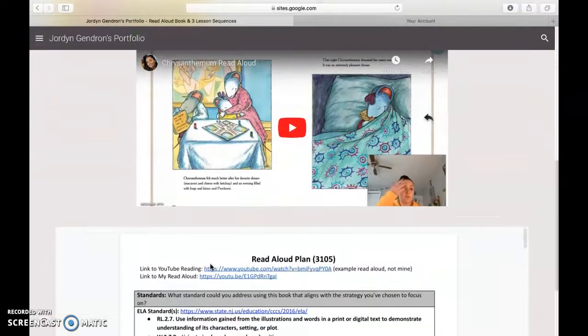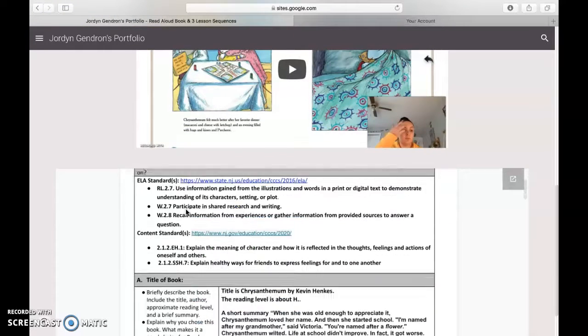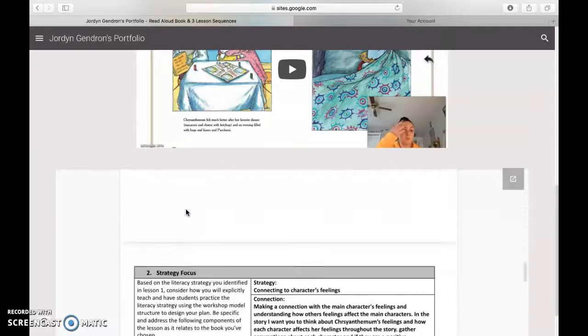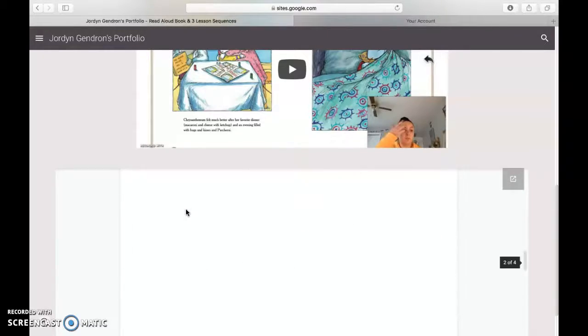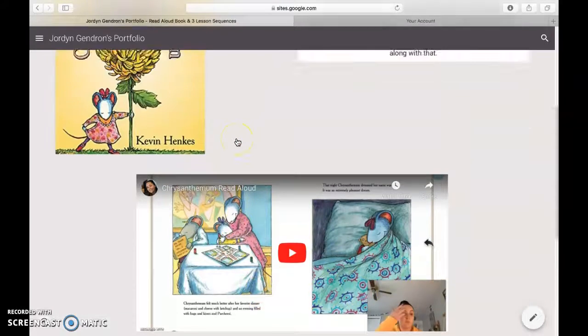Another section of my 3 sequence lesson plan was creating a writing prompt for students to draw reflections based on the book. It is good for students to think about their own experiences after reading and relate them to the text. And here is my read aloud plan with my 3 parts. And right above it is the link to my YouTube video of the read aloud portion.